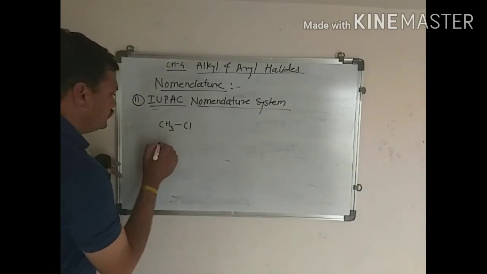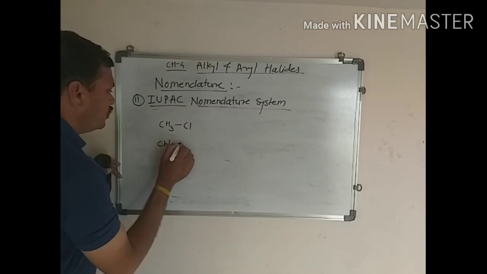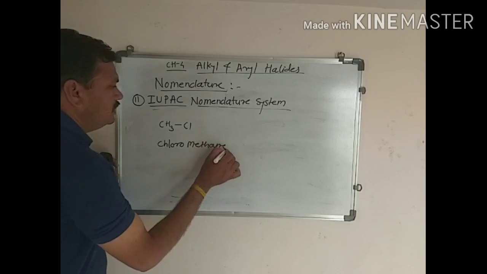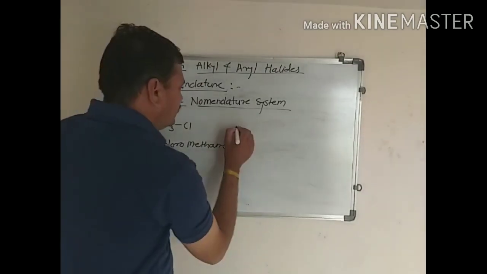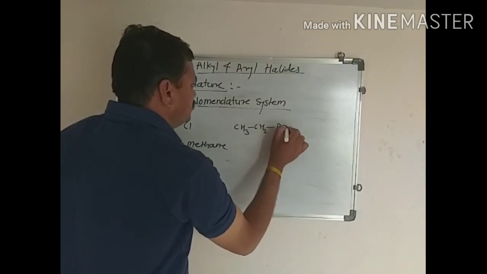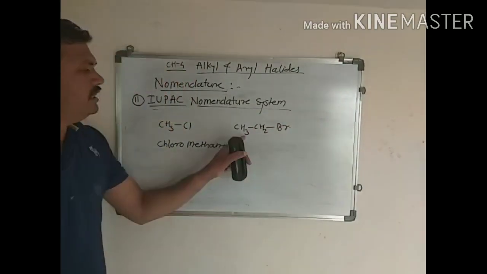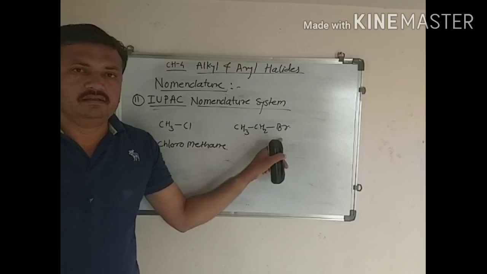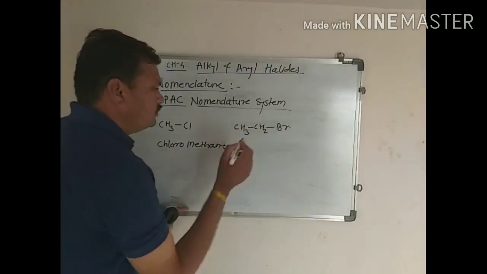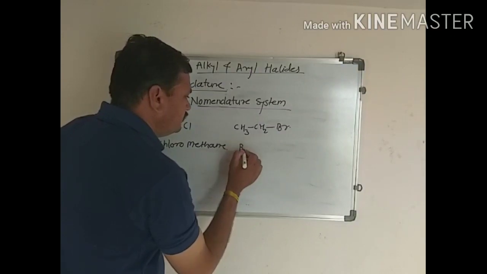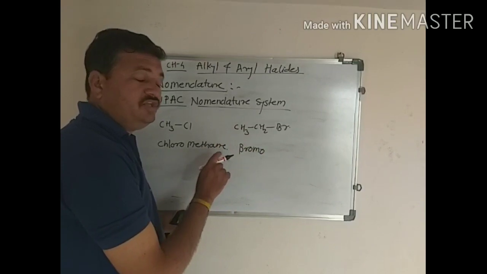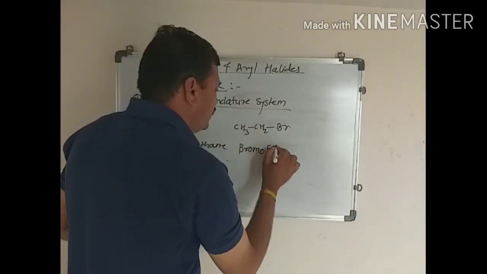It is chloromethane. IUPAC name is chloromethane. Second example, CH3CH2Br. Common name is ethyl bromide, but IUPAC name is haloalkane. Halogen atom is bromine, therefore it is bromo. Two carbon alkane it is ethane, bromoethane.